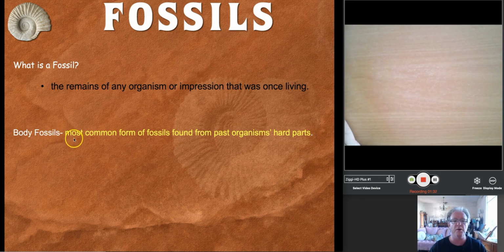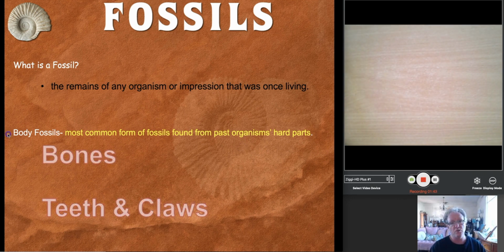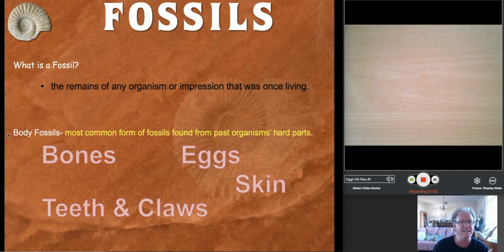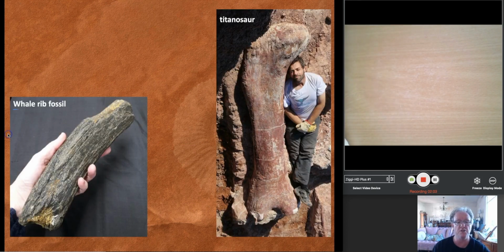You can see there it says body fossils, most common forms of fossils found from past organisms. And they're the hard parts. So you've got things such as bones, you've got teeth and claws, you've got eggs and skin. Now when we talk about the hard parts, skin is not an example of a hard part. It will form impressions, which is sort of like a trace fossil, whereas what we normally think of is bones. So let's look at these categories here and see if we can get a bit more information.